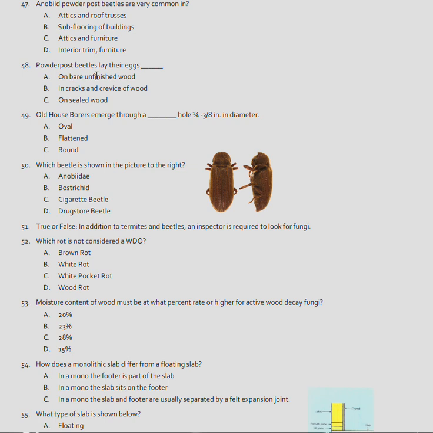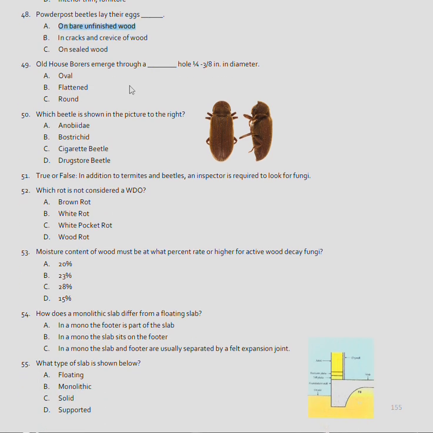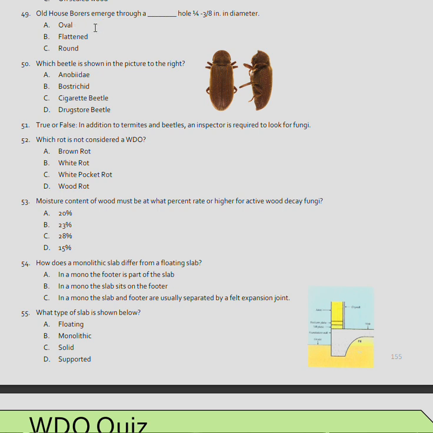Powder post beetles lay their eggs on bare unfinished wood. Old house borers emerge through a blank hole 1/4 to 3/8 in diameter. The answer is oval.